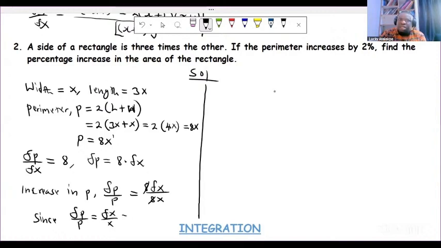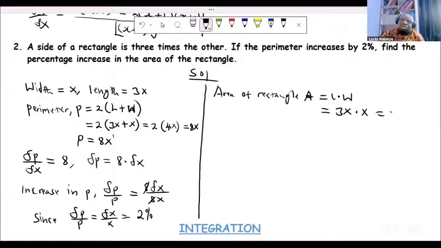And we're given that the perimeter increased by 2%. Find the percentage increase in the area. So now let us look at the area of the rectangle. Area of a rectangle A is length times width. Our length here is 3x, our width is x. So this is 3x squared. The same way I treated this, I will treat this as well.